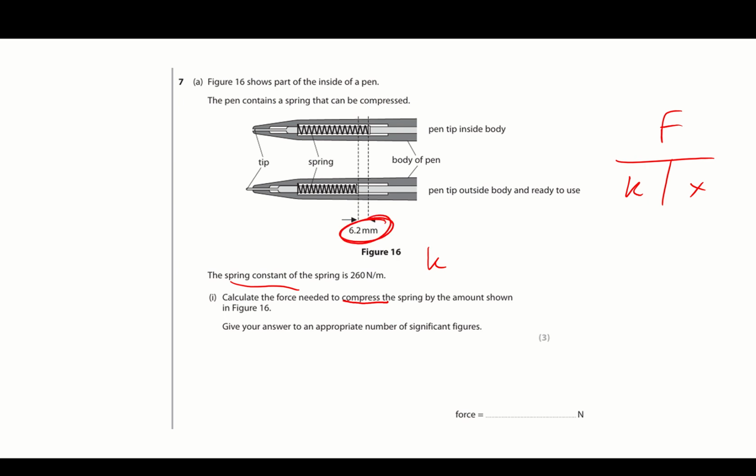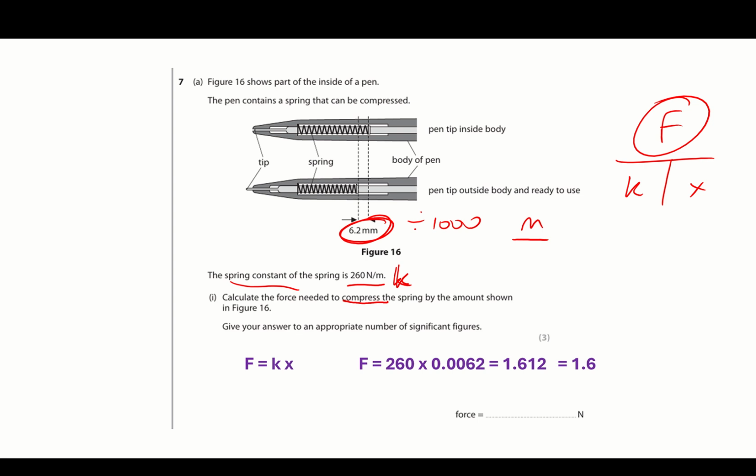So 6.2 millimeters. We're going to have to divide that by 1,000 because we want it in meters. And it says calculate the force, so F equals K times X. It gives us K there. This is the spring constant K, which I've already written down, and I've changed the compression to meters. So F equals KX, my 260 from my spring constant, multiplied by 0.0062, that's from my dividing by 1,000, equals 1.6. And it says give it to an appropriate number of significant figures.